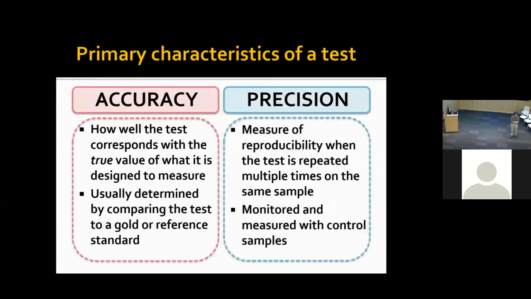So the primary characteristics of a test are called its accuracy and precision. You recall that accuracy is how well the test corresponds to the true value of what it's designed to measure. That's usually determined by a gold standard, right? Does this thing actually accurately measure CSF sodium? The precision is the reproducibility. If I take the same sample and I look at it again and again, do I get the same answer? So reproducibility, that's what precision is about. And that's monitored with a control sample versus a reference standard.